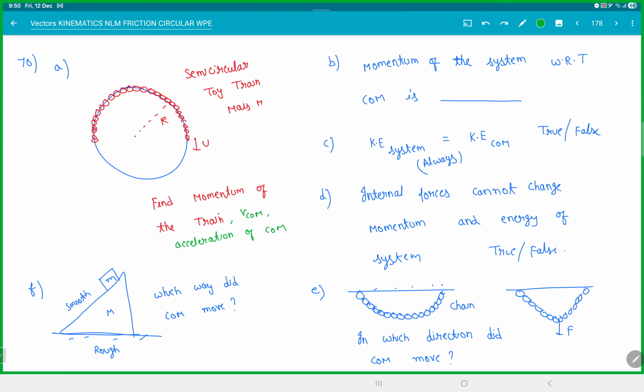Kinetic energy of the system is always equal to kinetic energy of center of mass, true or false. Internal forces cannot change momentum, but can they change momentum and energy of the system, true or false. If you have a chain hanging, and if someone pulls the chain with a force vertically down, what happens to the center of mass? Will it remain there? Will it go down? Will it go up? If you have a block here on a smooth incline and the ground is rough, when the block slides, which way will the center of mass move? 6 questions. Get them. Mostly theoretical.